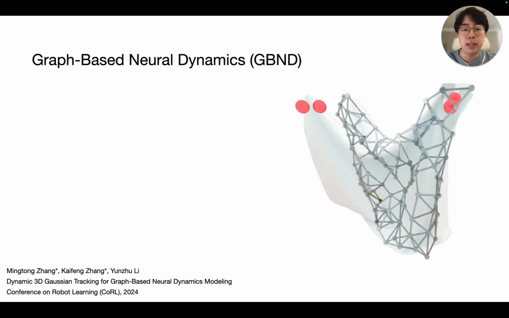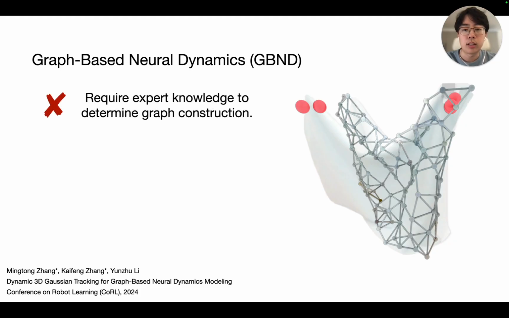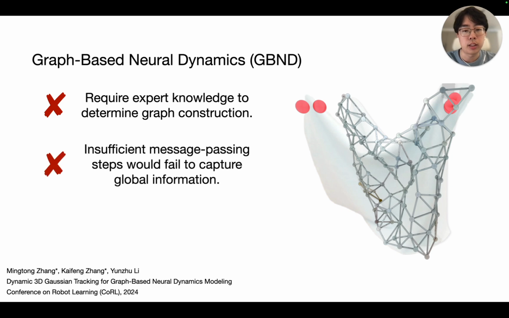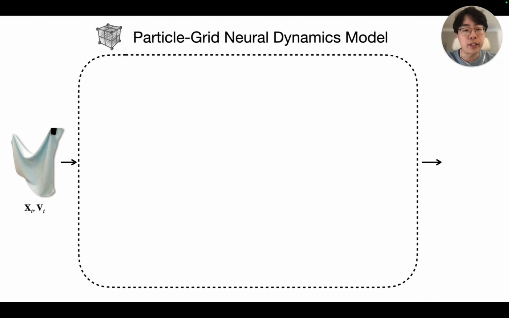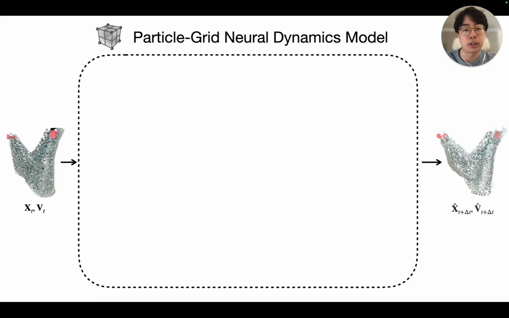However, GBND methods face key challenges. They require expert knowledge for graph construction, struggle with global motions due to limited message passing steps, and cannot handle partial observations. To overcome these challenges, we propose the particle grid neurodynamics model, which represents object states as dense particles for future prediction.